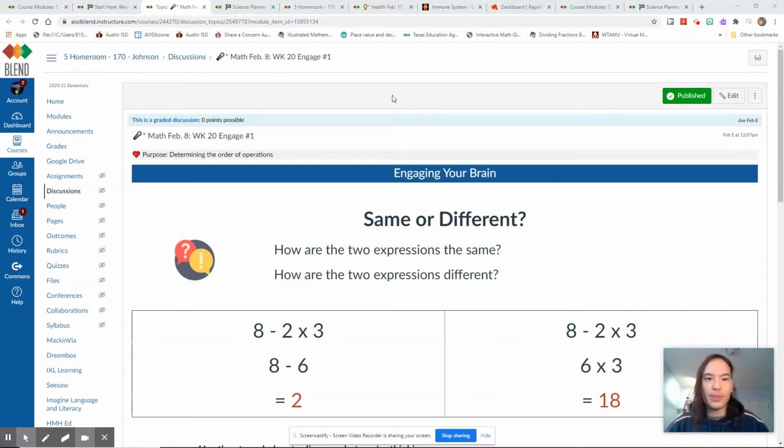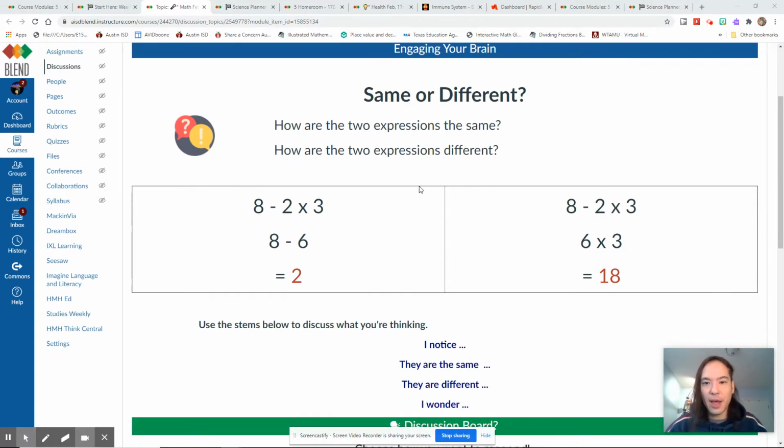Morning, and welcome to another fabulous episode of How Many Tabs Are Open on Mr. Johnson's Computer? 2, 4, 6, 8, 10. 10 for Monday, not too bad.